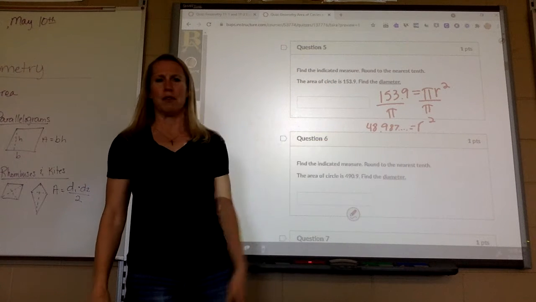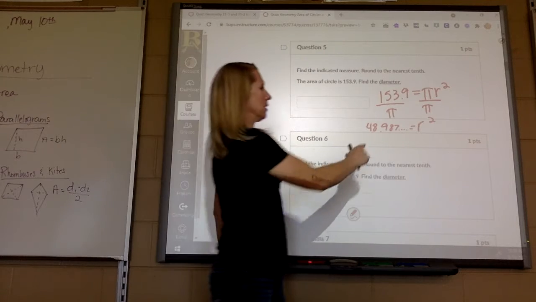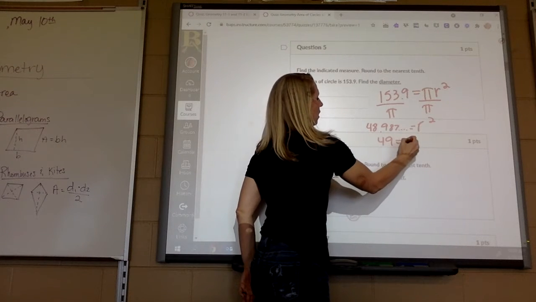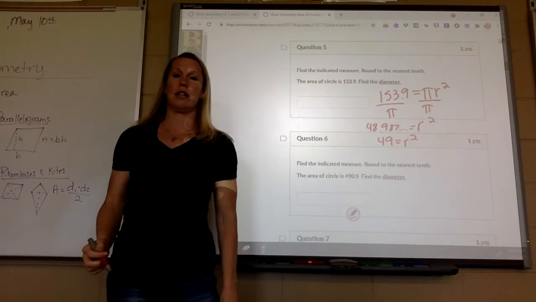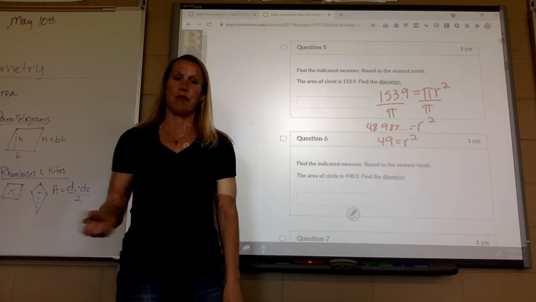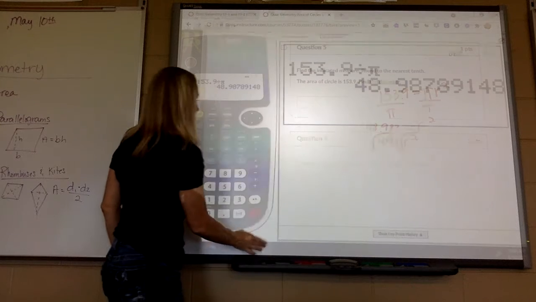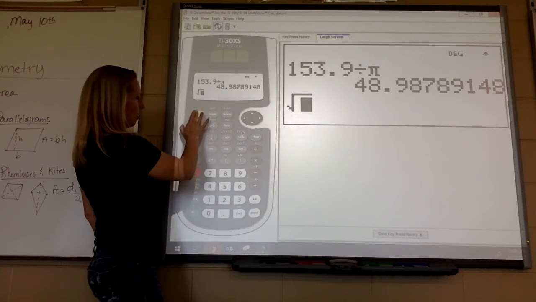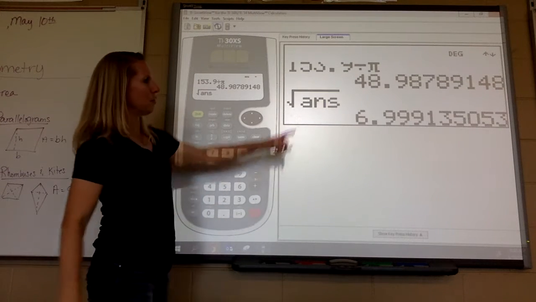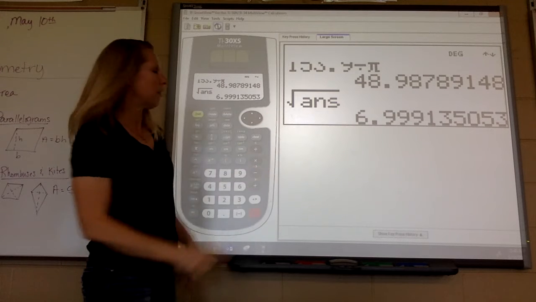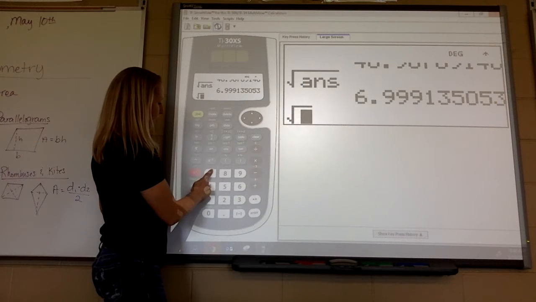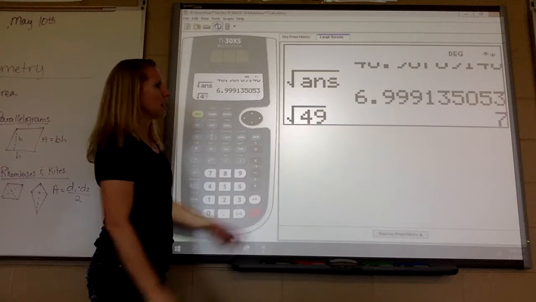Could we just round that up to 49? That's going to make it nice and easy. So if I round that to 49, the radius squared would be 49. What would I do to find the radius? I would square root that. I'll just square root the answer to show you. It's still 6.999, which is 7, or the square root of 49 is 7.